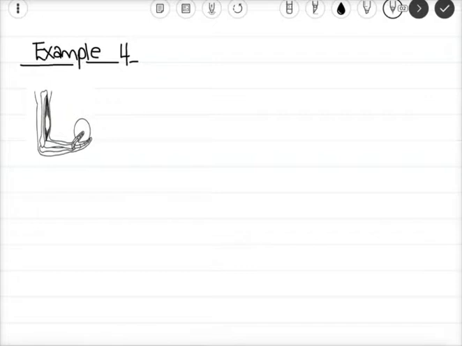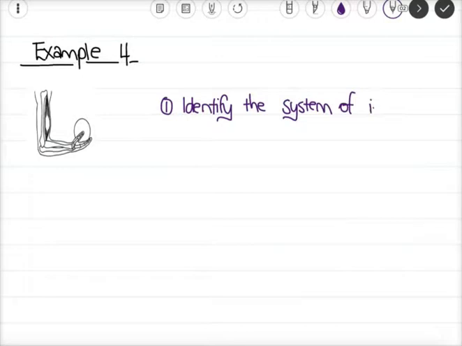So the first, like when we're drawing our free body diagram, is to identify the system of interest. So the question's asking for elbow forces as well as the biceps force. So that means we need to disarticulate the forearm at the elbow. So like we did with example 1. Okay.